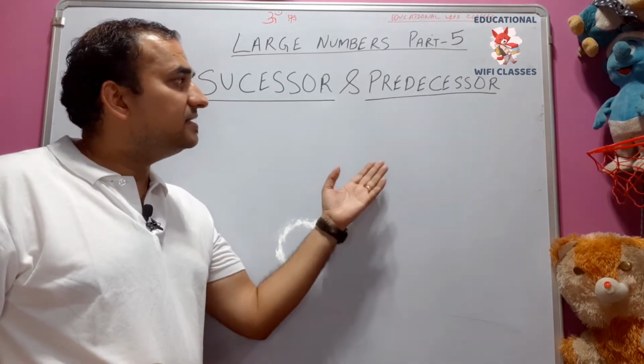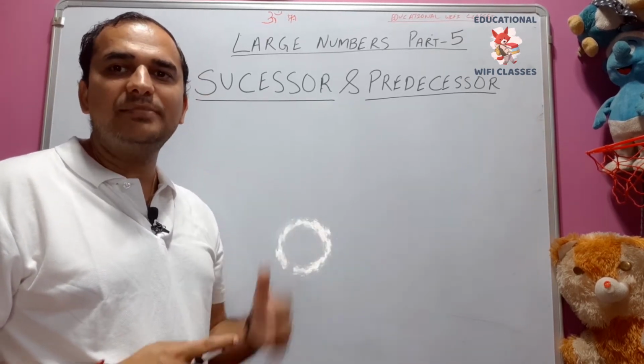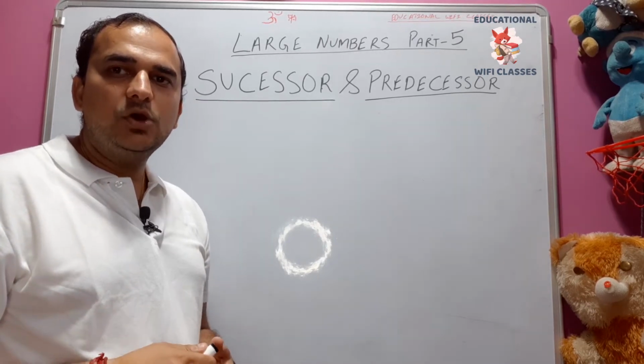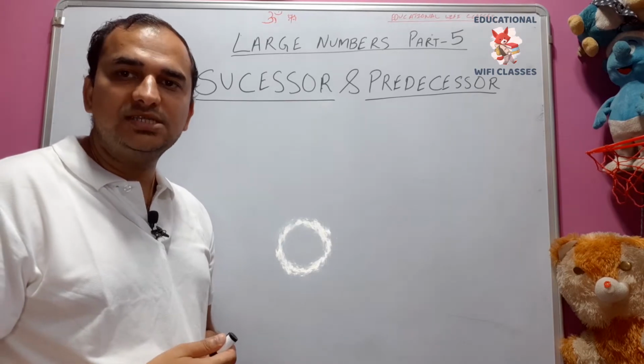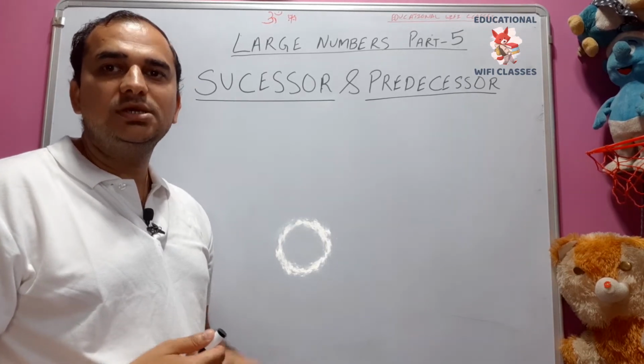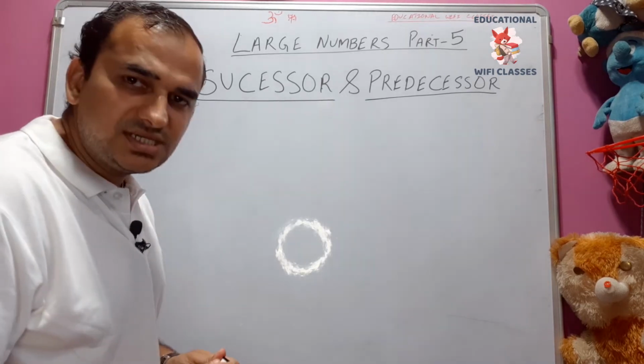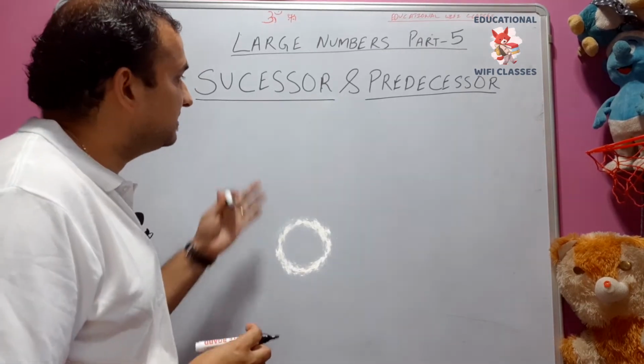Predecessor, pre means what? Whatever happened before, or when we go backward, what happened during that time. Sometimes you might have heard these words pre, post. These are used according to that. Pre is for before. So successor, what are we going to do in successor with the numbers?